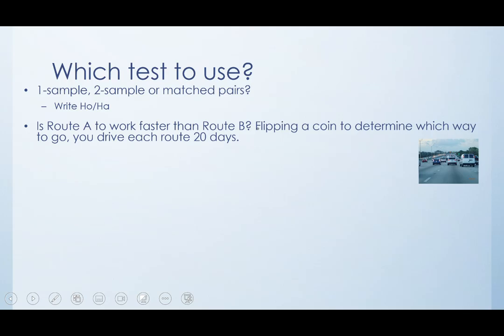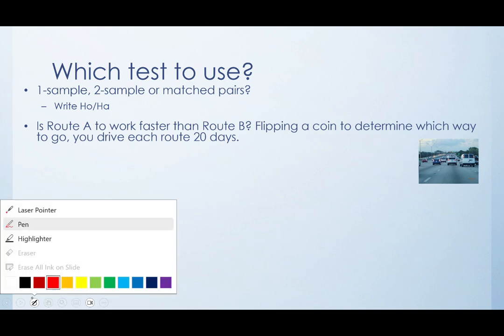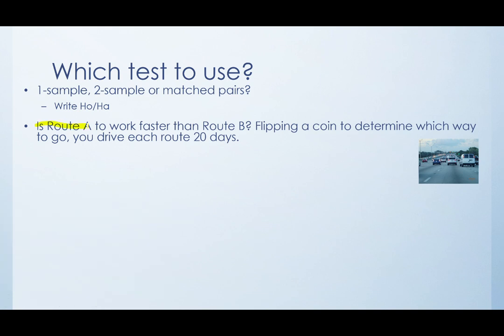Is route A to your work faster than route B? Because there's the question, and that's really going to guide our alternate hypothesis, right? So we're going to flip a coin to determine which way you go each day, and you drive each route 20 days.